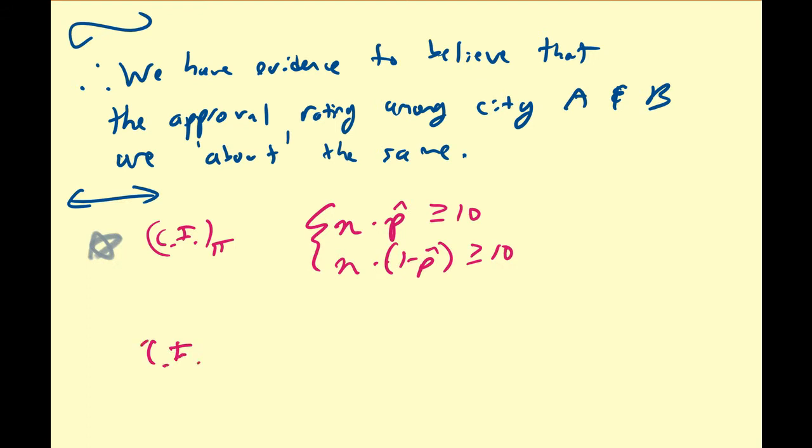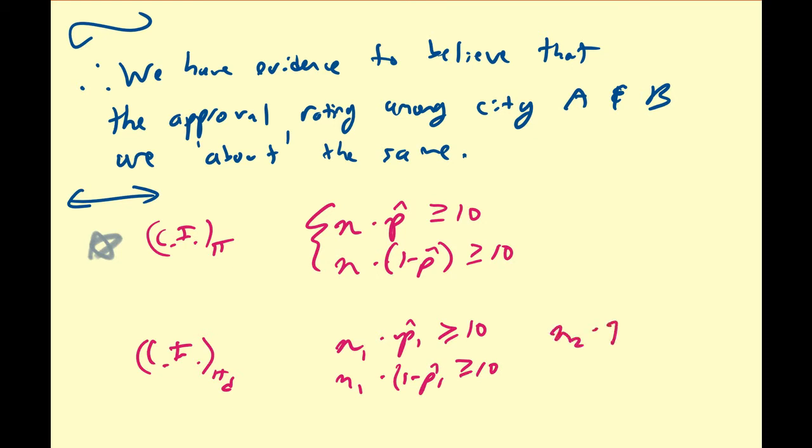The same type of conditions can be measured for the pi difference, namely n1 times p hat 1 must be bigger than or equal to 10, n1 times 1 minus p hat 1 must be bigger than or equal to 10, and the same for the second sample: n2 times p hat 2 must be bigger than or equal to 10, and n2 times 1 minus p hat 2 must be bigger than or equal to 10. Of course, these are subjective. Some people increase these numbers to 20, some people decrease them down to 5, since you have 2 samples, but it really depends on the survey.